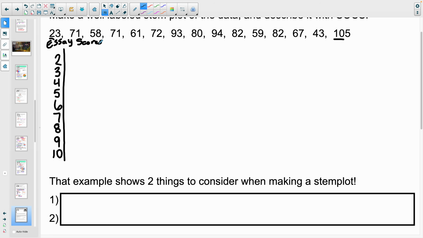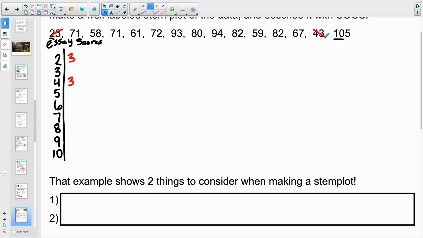So these are the essay scores, and now we go through our list and we find all the numbers that are in the 20s. So when we do that, there's only 23. Then we go to all the numbers in the 30s. There aren't any numbers in the 30s, so you can leave that part blank. Look for the 40s. There's a 43 up over here.